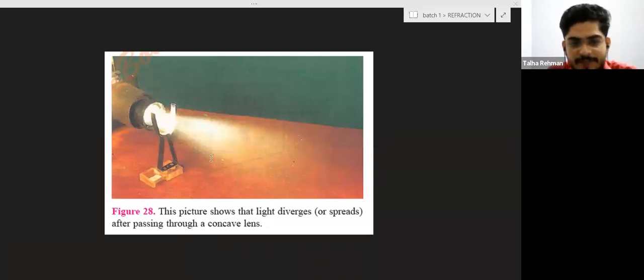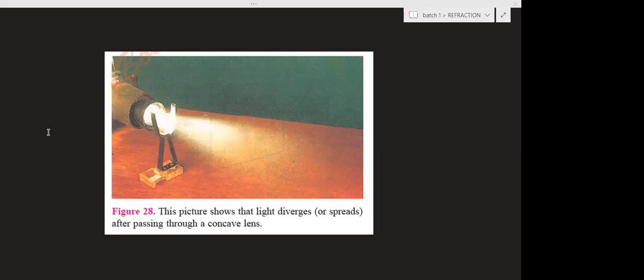So I am just explaining this diagram. So what is happening here? Here somewhere, are you getting my cursor? Cursor of my mouse? Yes, sir. Okay, fine.